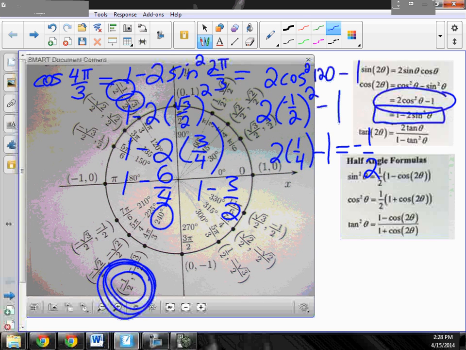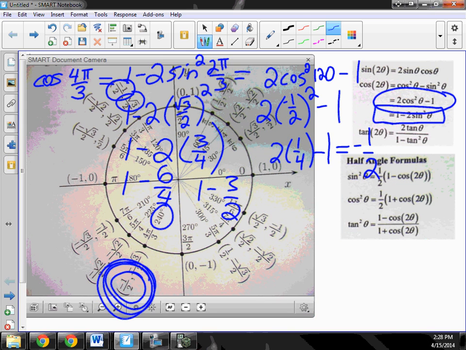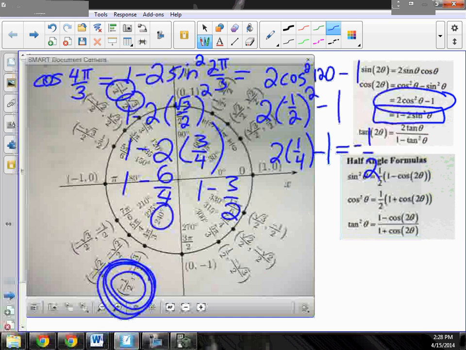So really it doesn't matter which cosine version you use, but I like to pick the one that doesn't have any radicals, if that's possible. If it's a 45-degree angle, then you can't avoid it. Yeah, if you square it, then it's going to go away. Well, depending on what you're doing, but yeah. So it doesn't really matter.